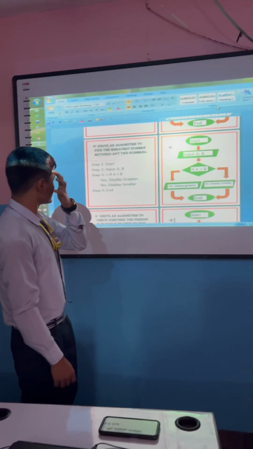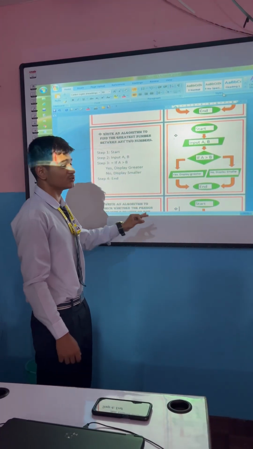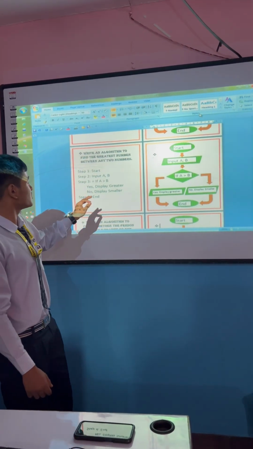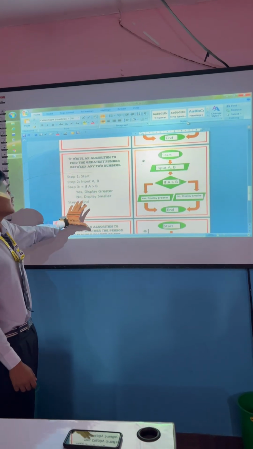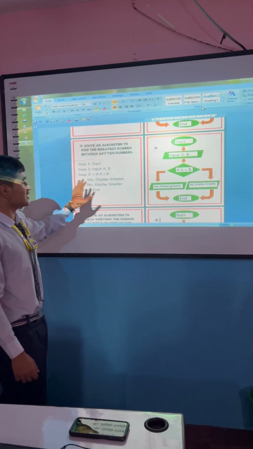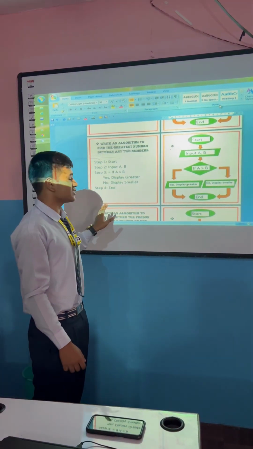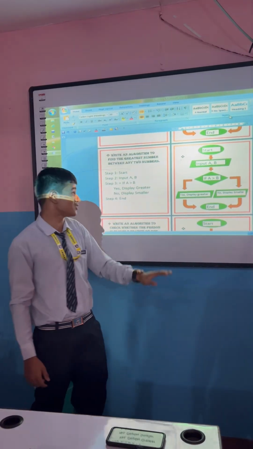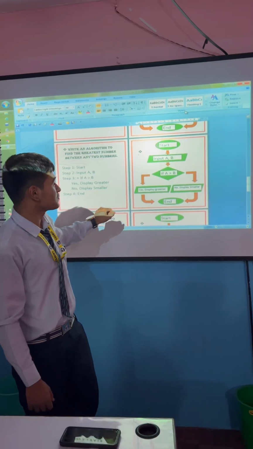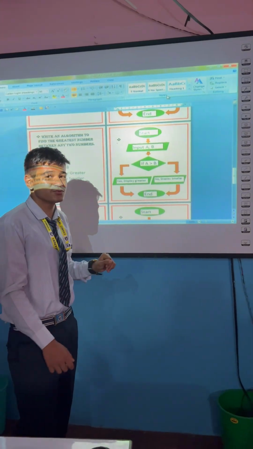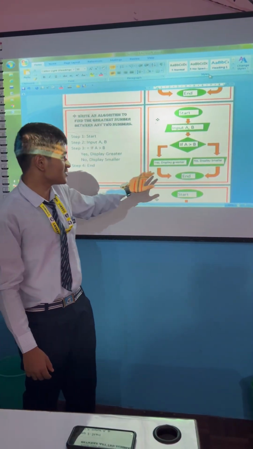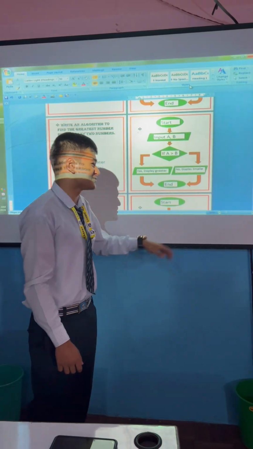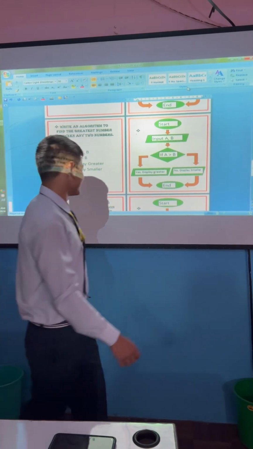Next, the flowchart of the greatest number between any two numbers. Step 1 start, step 2 input A and B. Step 3 if A is greater than B, yes, display greater, no, display smaller. And the flowchart is: input A and B. If A is greater than B, yes, display greater, no, display smaller. Then end.